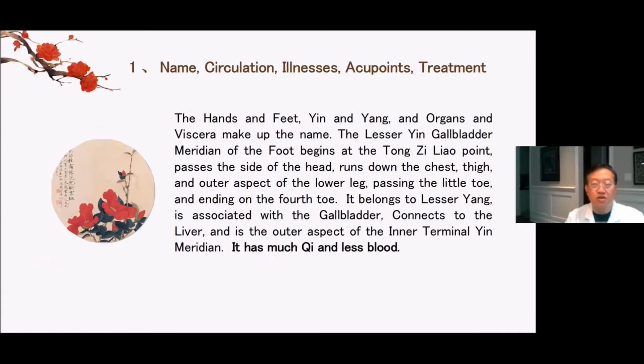The lesser yang gallbladder meridian of the foot begins at Tongziliao and passes the side of the head, runs down the chest and thigh and outer aspect of the lower leg, passing the little toe and ending on the 4th toe. It belongs to lesser yang and is associated with the gallbladder. It connects to the liver and is the outer aspect of the inner terminal yin meridian. It has much qi and less blood.